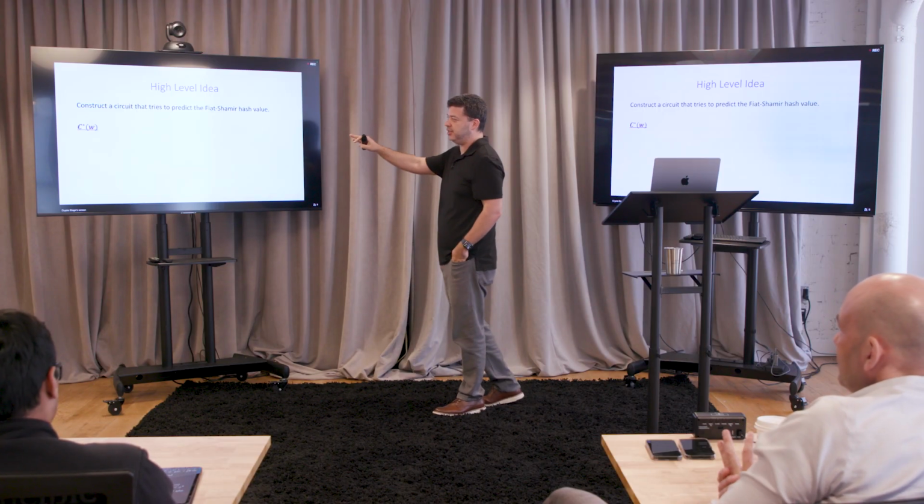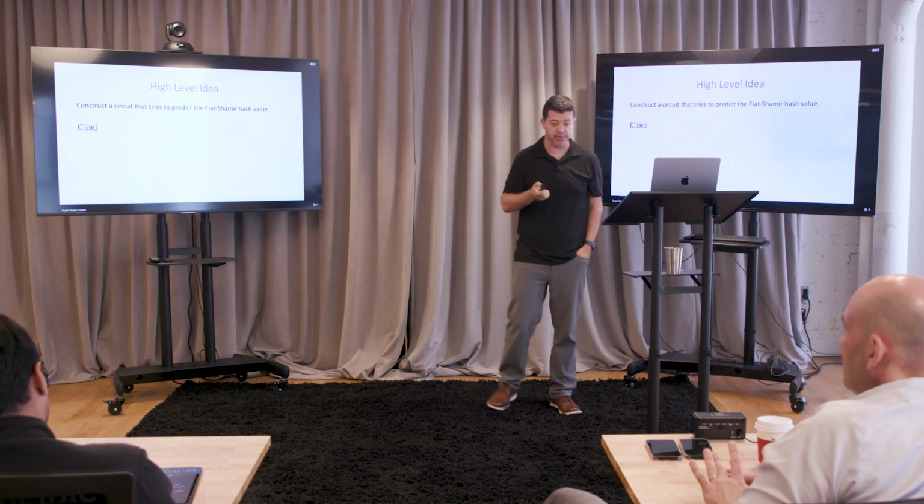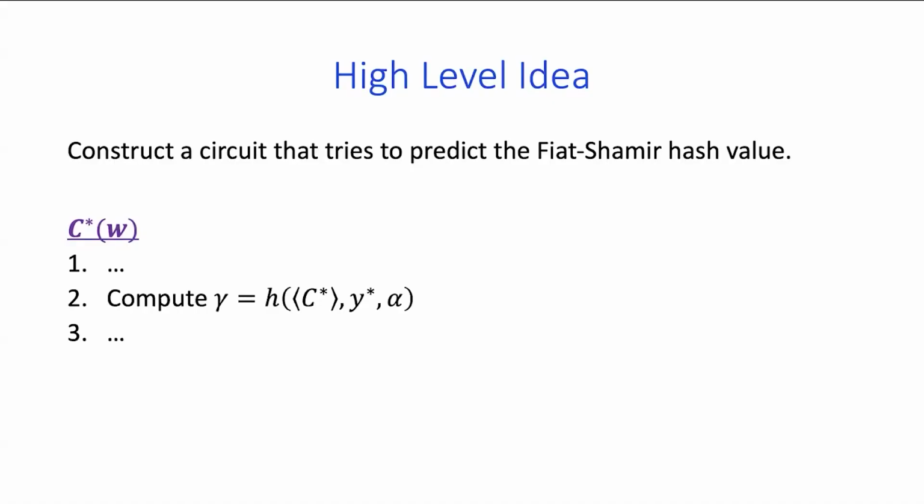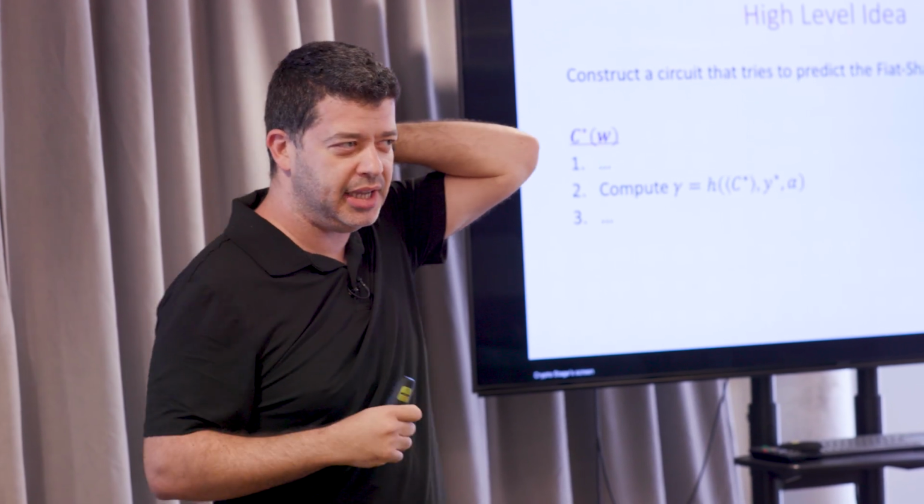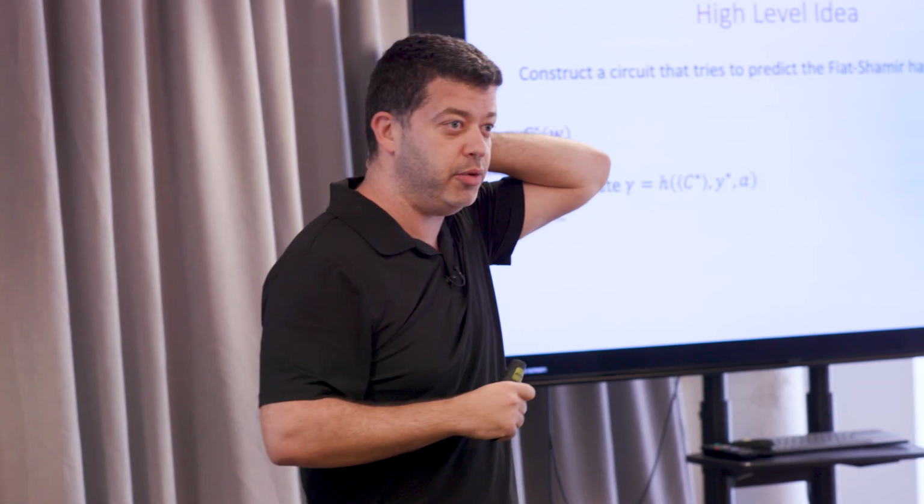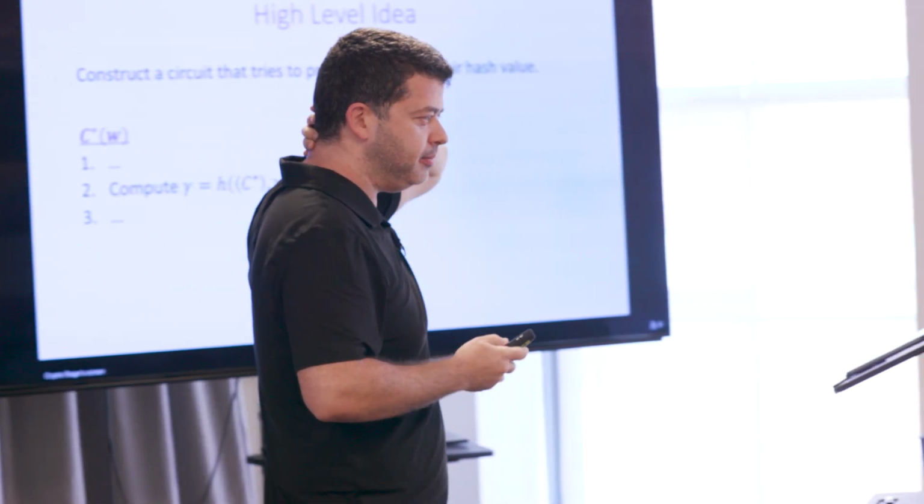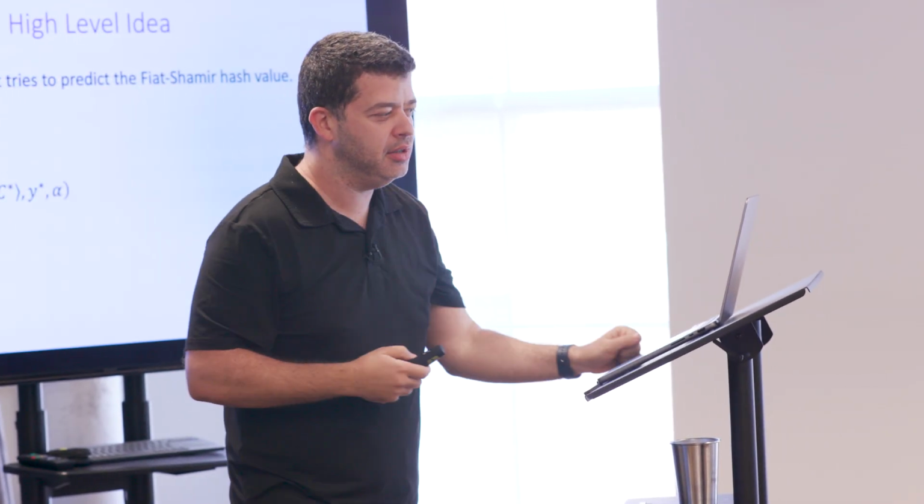So I have a circuit C star, it just gets an input, a witness W. And it's going to do some stuff, but eventually I want to predict the Fiat-Shamir randomness. Specifically, remember this point R in the multilinear extension of the output that was being computed? I want to try to predict that R. How was that R computed? It was hashing the circuit description, and Y star, which is the claimed output, and alpha, which was the PCS commitment of the witness. So I want to do something like that.